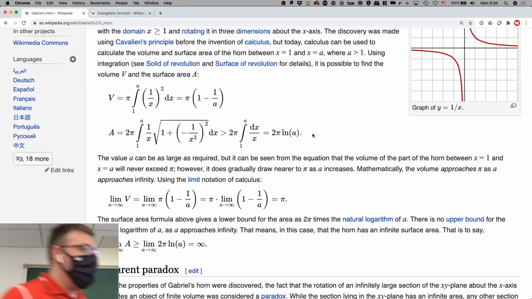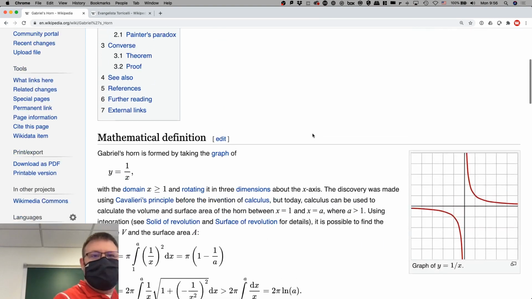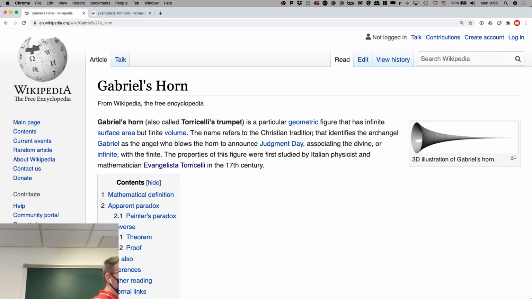What do you mean it doesn't work? Oh, sorry. You guys online, I didn't realize the screen's black. So here it is, Gabriel's horn. Just look at that on Wikipedia if you want to read a little bit of the history.